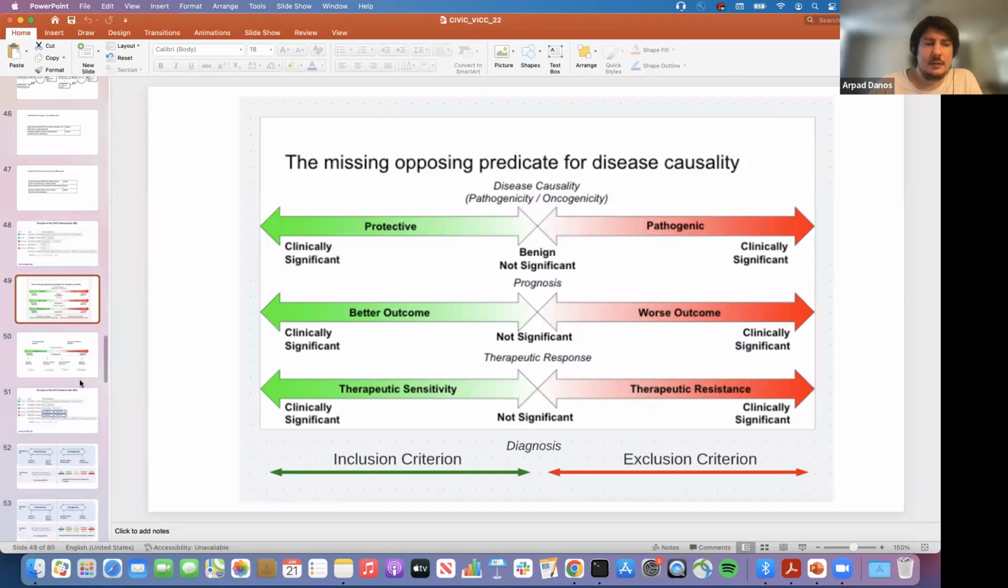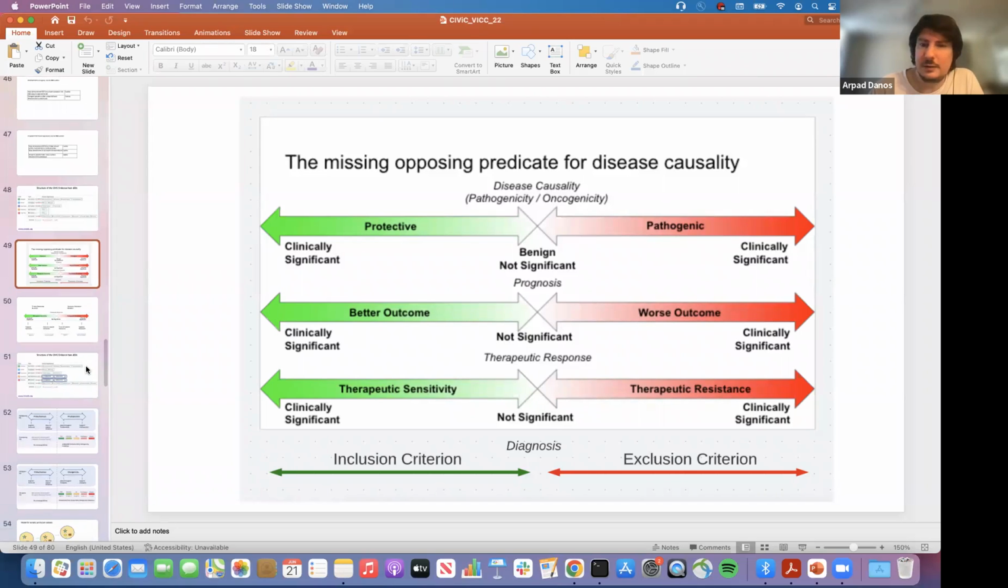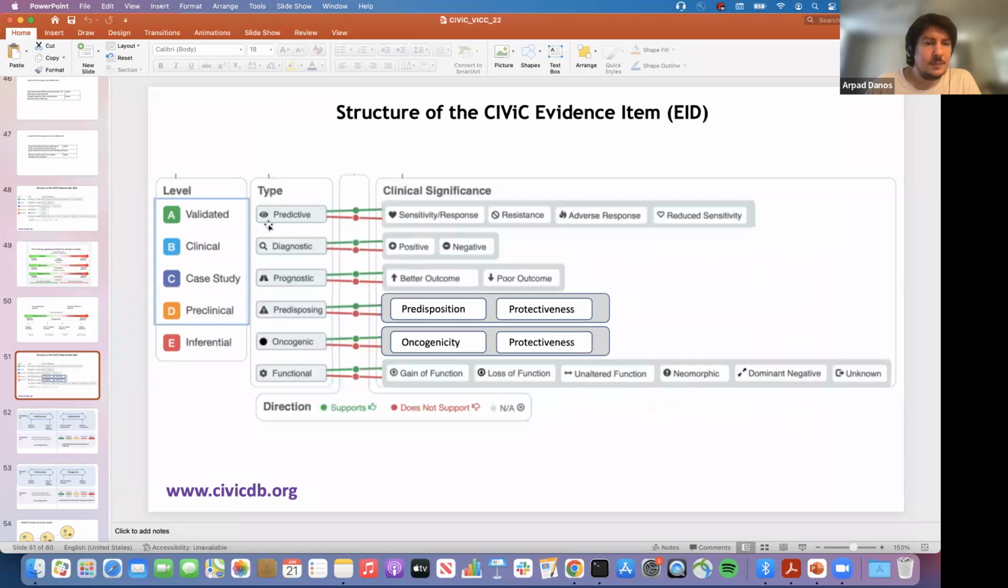But this is an active area for debate. I said that some things I'll be talking about are not set in stone yet. They'll be set in stone once they're in the interface. So this is basically the direction we're going to be adding. Instead of having the NAs there, we will have predisposition and protectiveness, oncogenicity and protectiveness as our ways of annotating evidence.